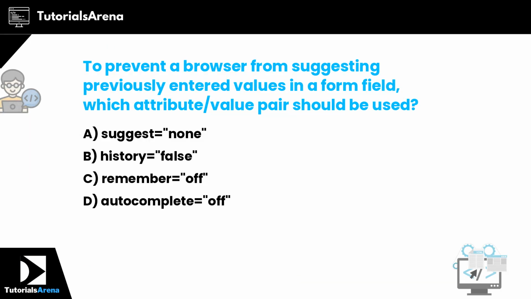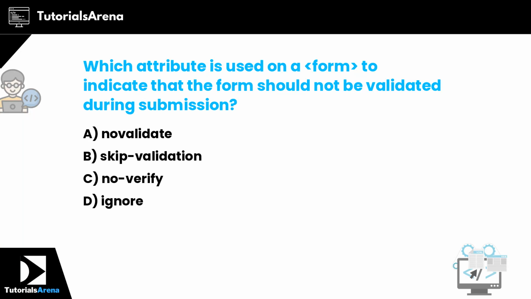To prevent a browser from suggesting previously entered values in a form field, which attribute/value pair should be used? The correct answer is option D, autocomplete equals off. Which attribute is used on a form to indicate that the form should not be validated during submission? The correct answer is option A, novalidate.